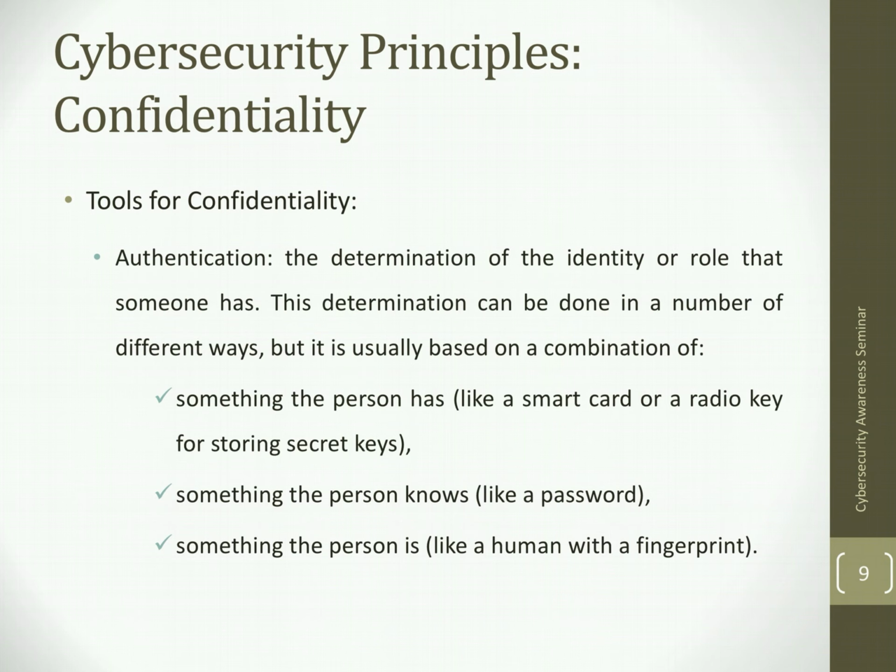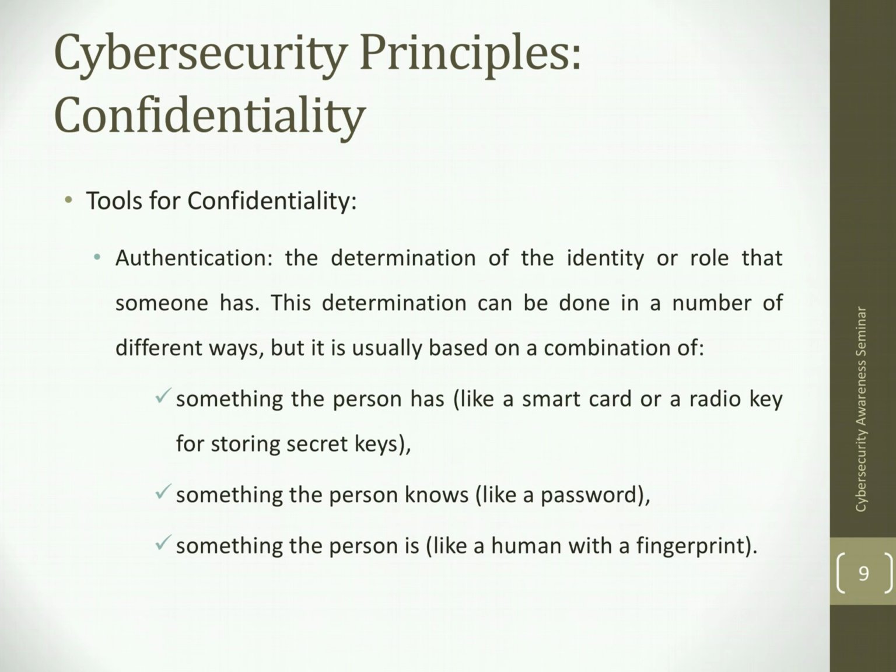It's the determination of identity or role that someone has. So you have something here to prove that you are authorized to use the system, or to use or get this information. Something the person has, like a smart card, a key, maybe a secret key. It could also be any device that you are using, like in the bank now you have the token, so you can get the information and enter it into the system.